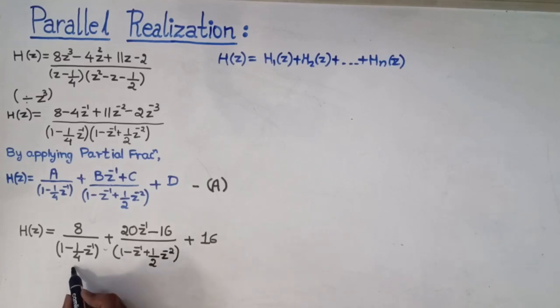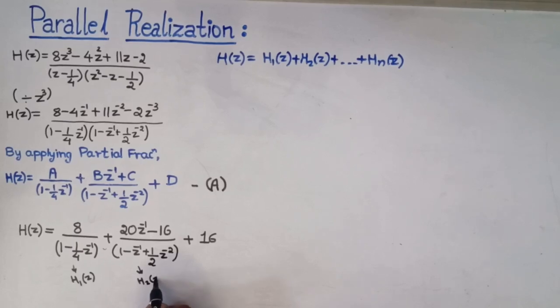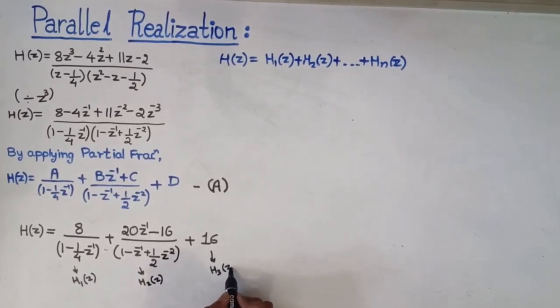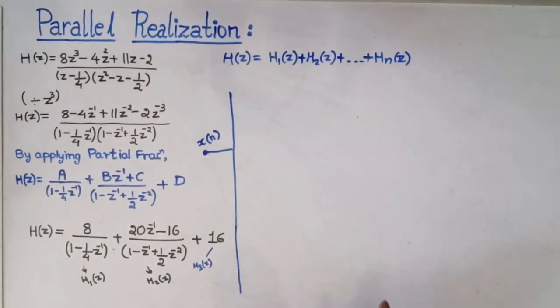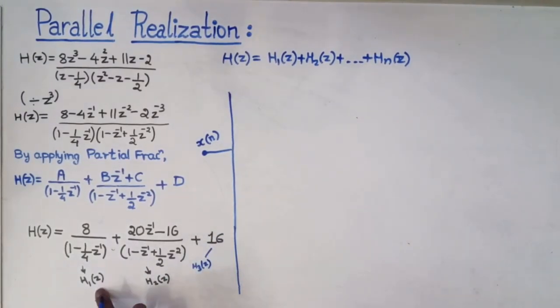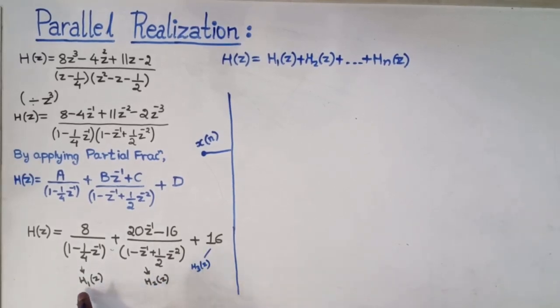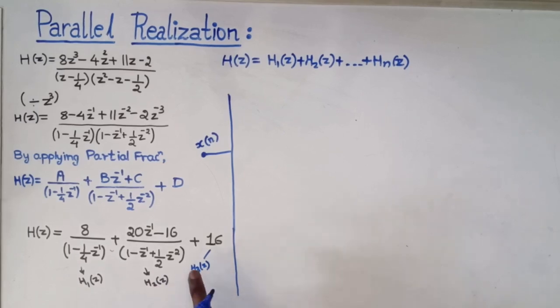Here we can assume this as H1(z), this as H2(z), and this as H3(z). We have to plot the parallel realization. In parallel realization, all the three transfer functions H1(z), H2(z) and H3(z) must be in parallel. That is, all the transfer functions should have a common input and common output point.